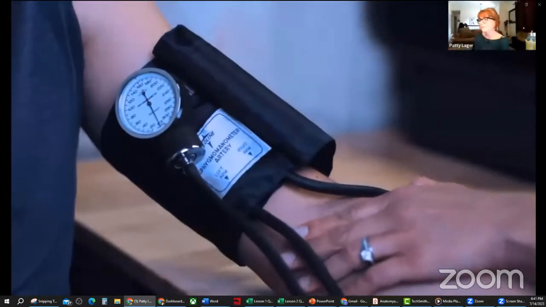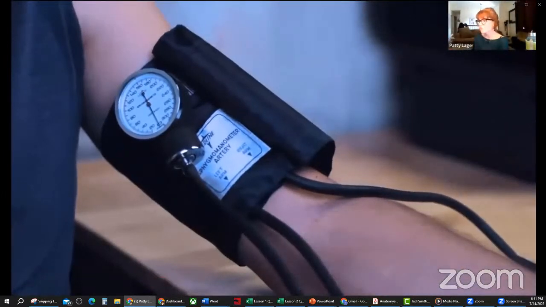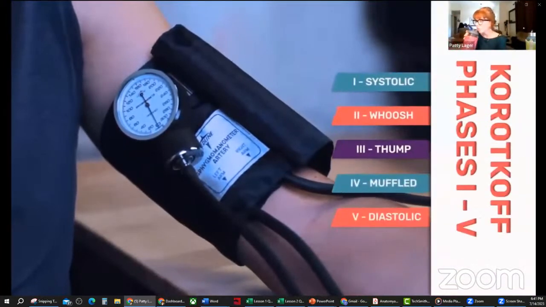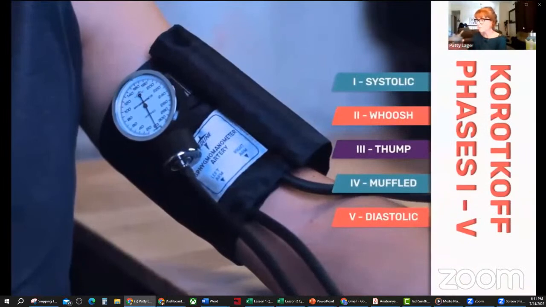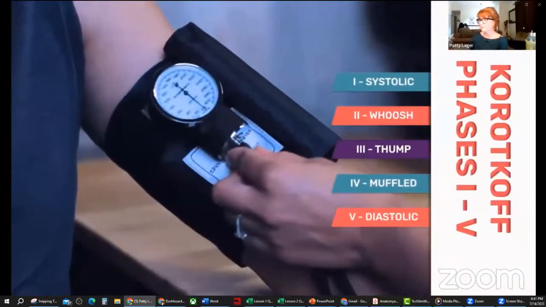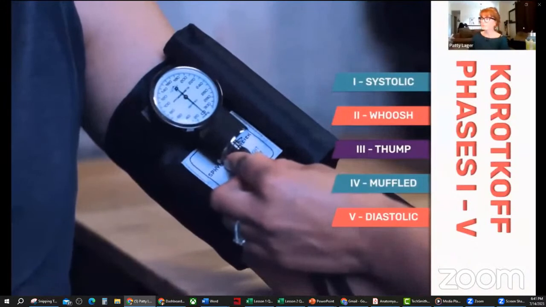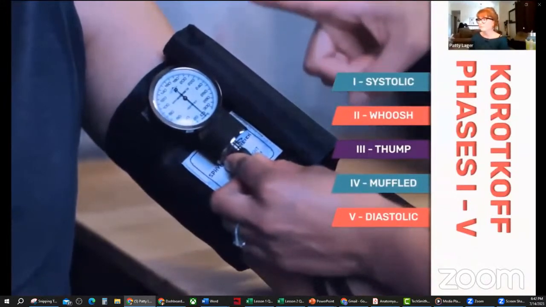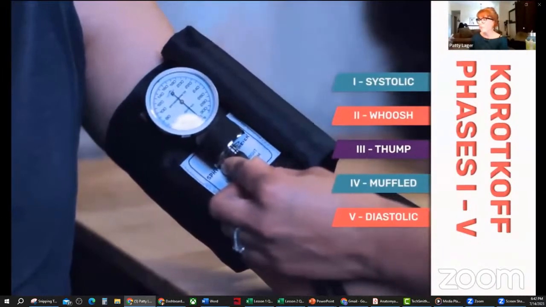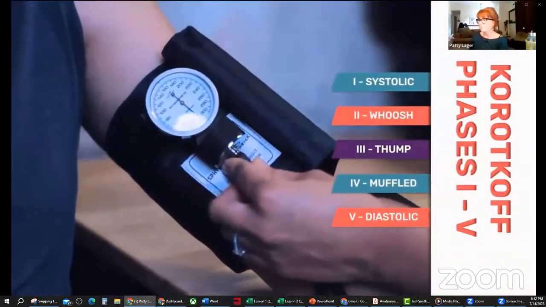Okay, and then just to take it a step further, with the protocol for readings, they go into phases. So phase 1 through phase 5. So phase 1 is that sharp tapping sound, which is your systolic sound. So that's that first sound that you hear, and you're going to see on the needle. I'm about to show you a live demo on it. It's going to oscillate a little bit. You're going to see it move, and you're also going to hear it as well.